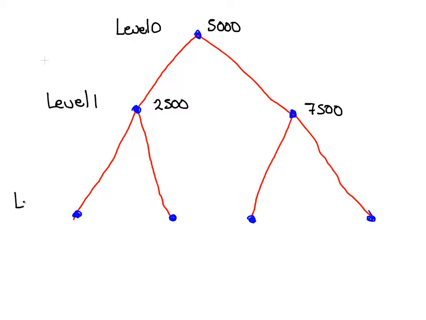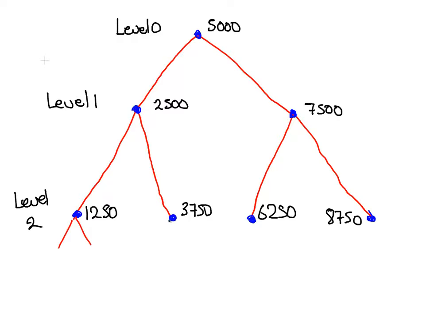Down here we have level 2. The node numbers here are 1,250, 3,750, 6,250, and 8,750. There are actually more subtrees after that. We're not asked to draw them, but they are there. You just continue the tree down like that. So we put the incomplete little trees there to represent that. Now, that is the first part of this question.